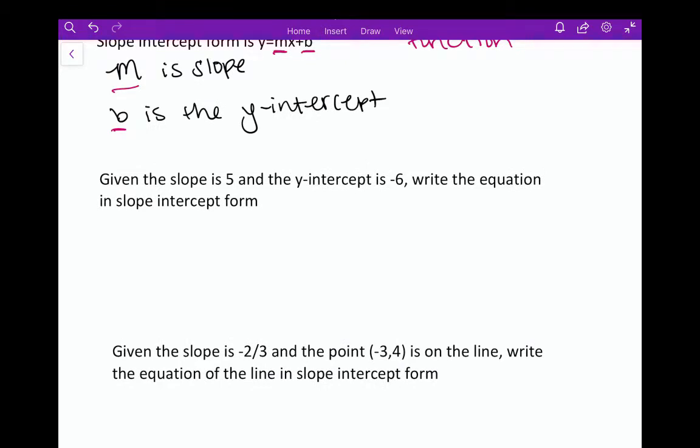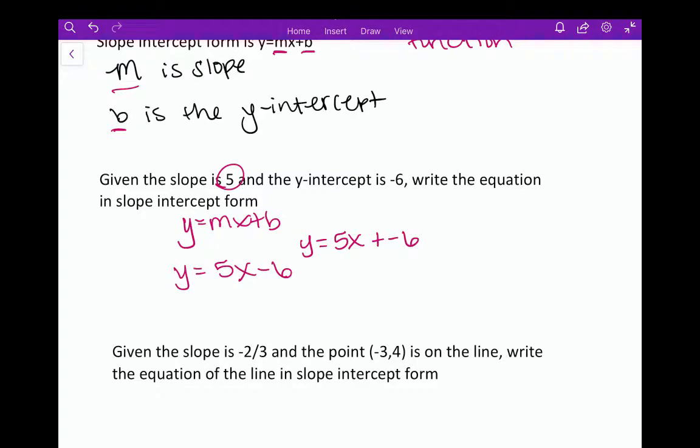So given the slope is 5 and the y-intercept is -6, write the equation in slope-intercept form. So y equals mx plus b. My m is 5, so y equals 5x. My b, my y-intercept, is -6. So I'm going to put -6, which is the same as y equals 5x plus -6.